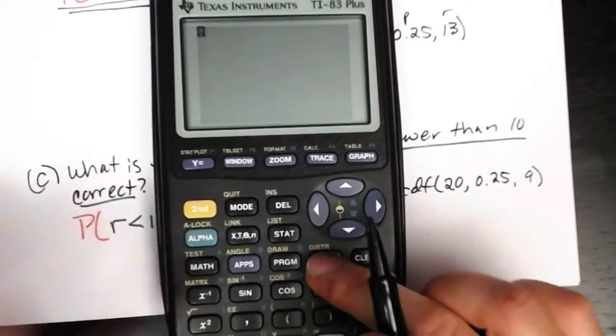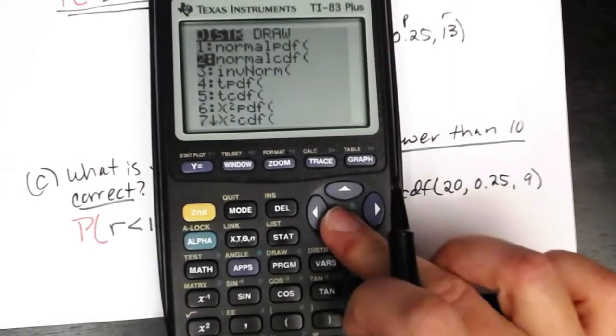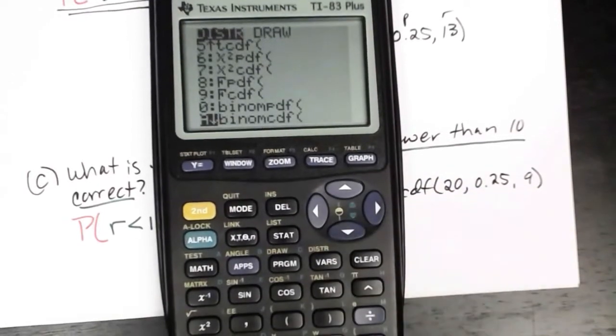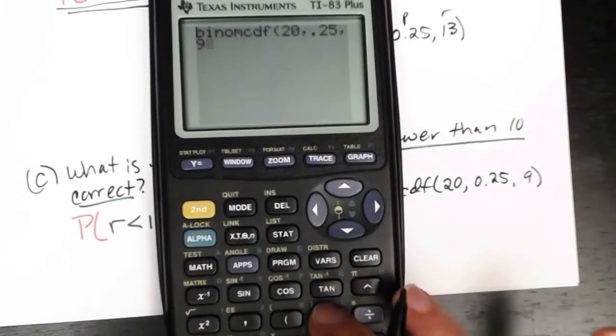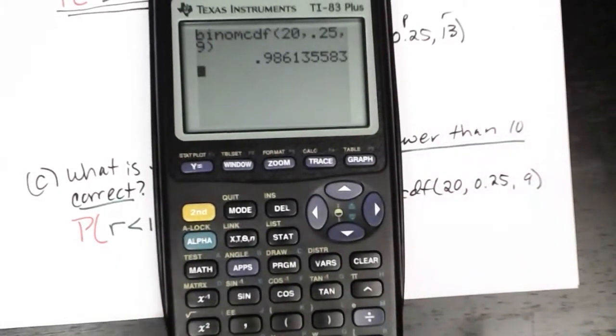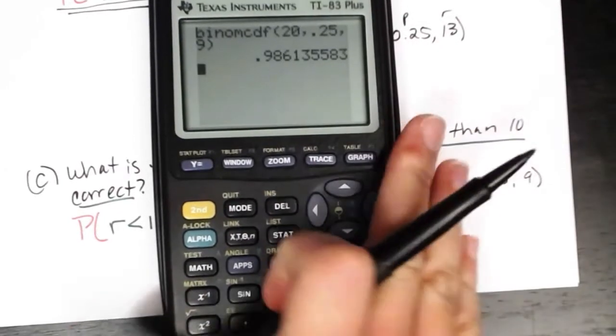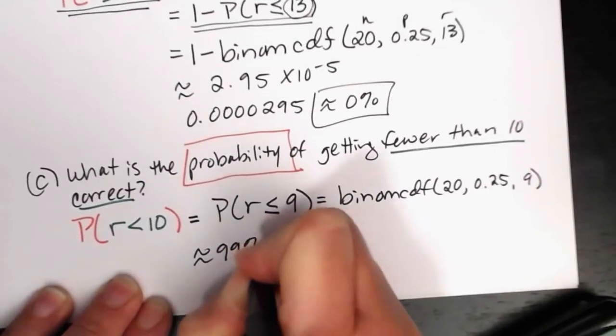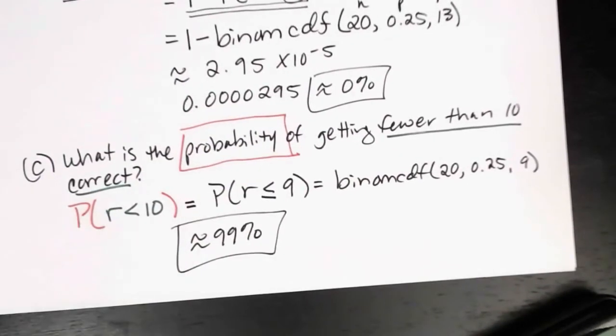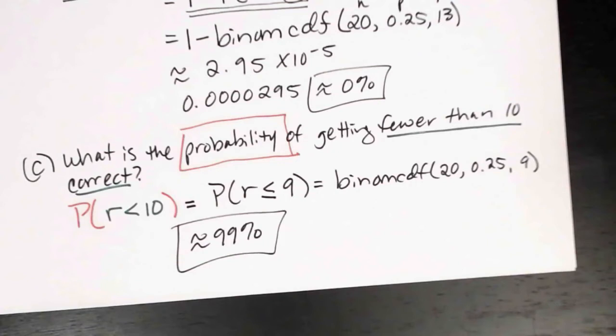So then into our calculator, again, distribution menu, scroll and find binom CDF, 20, 0.25, 9. And we're looking at about, if we rounded this to 2 places, about a 99% chance. It is almost a certainty that we're going to crash and burn on this test. We are going to get fewer than 10 correct, which would represent less than 50%. Okay, very, very sad.